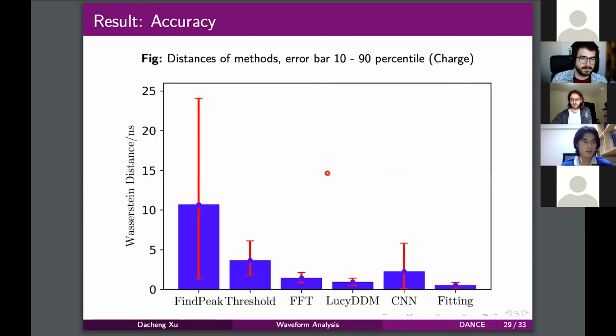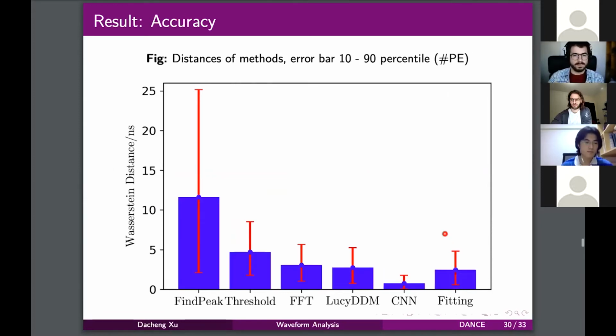Okay, now we can give a summary of these methods. The first one is the reconstruction of charge. The error bar shown here is the 10 to 90 percentile of the Wasserstein distance. And the best here is the fitting one. Just like I mentioned, it has 0.56 of Wasserstein distance. And next is a summary of reconstruction of PE number. The best one here is the CNN method. It has 0.76 of Wasserstein distance.